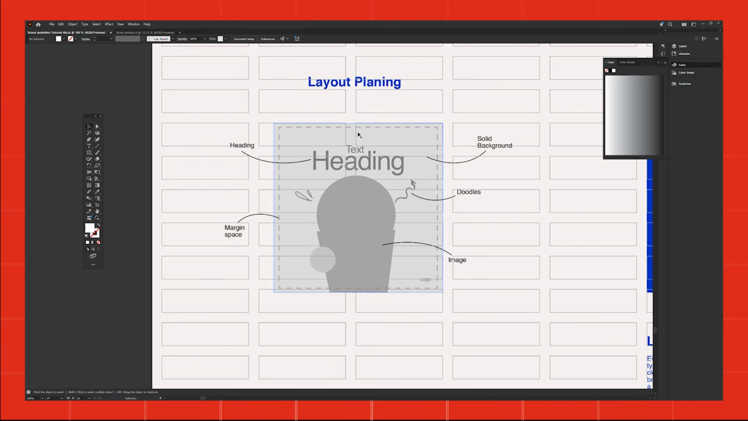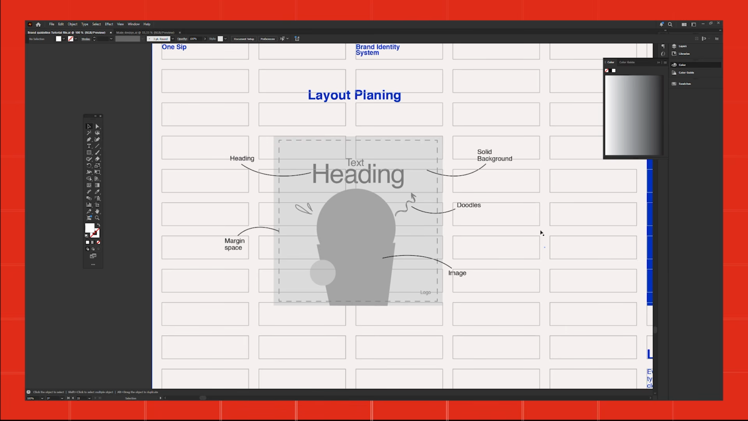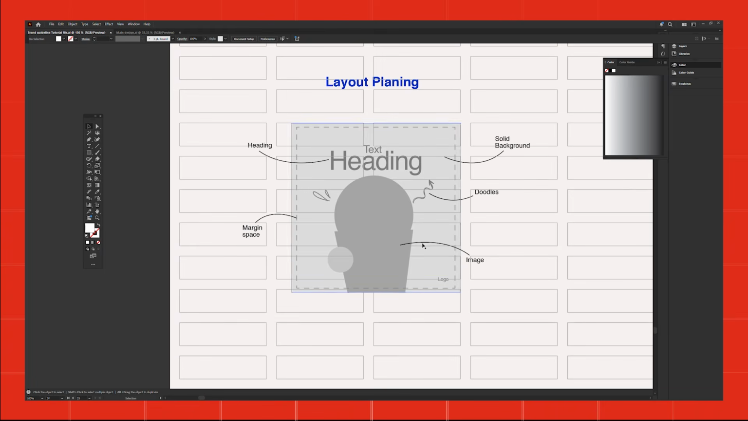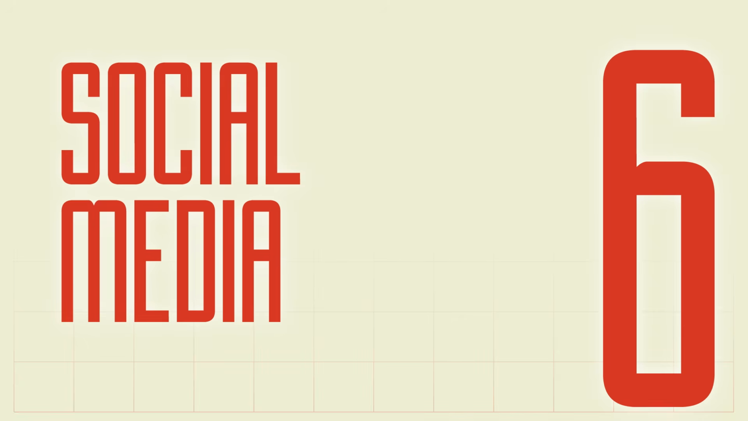On the left we have to just recreate it everything with the shapes. When some designer sees it, they know that this is how we have to plan the layout by looking at this reference. So you can see here we have given a margin space, we have given a heading, we added a doodles and an image over here for designer.